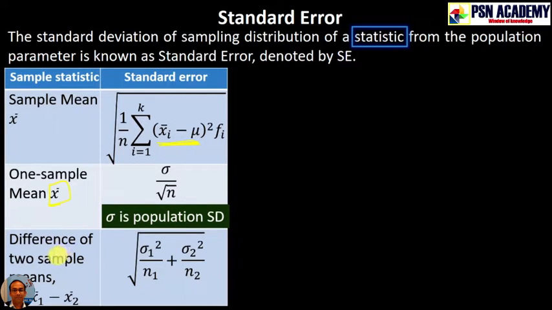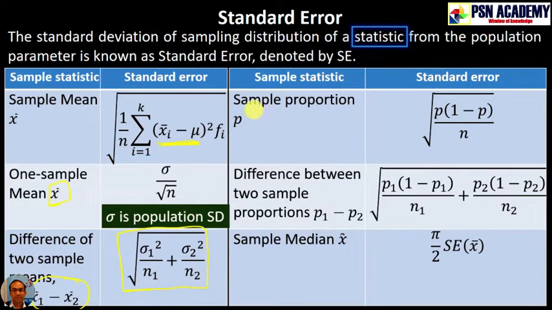We also have the difference of two sample means, that is x1 bar minus x2 bar. In that case, this will be the formula, where n1 is the sample 1's sample size and n2 is the sample 2's sample size. And this sigma 1 squared is the variance of population 1, and sigma 2 squared is the variance of population 2. In case of proportion, we have a single sample proportion, and you can go for the standard error with this formula. And we may have two sample proportions, that is P1 and P2, and for that, this is your formula for calculating standard error.